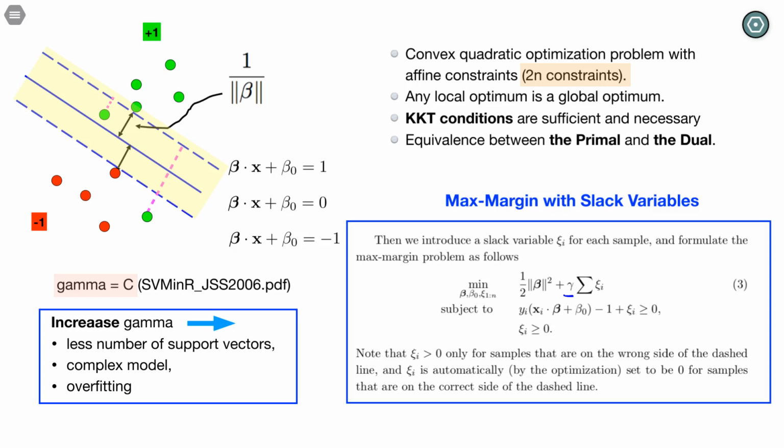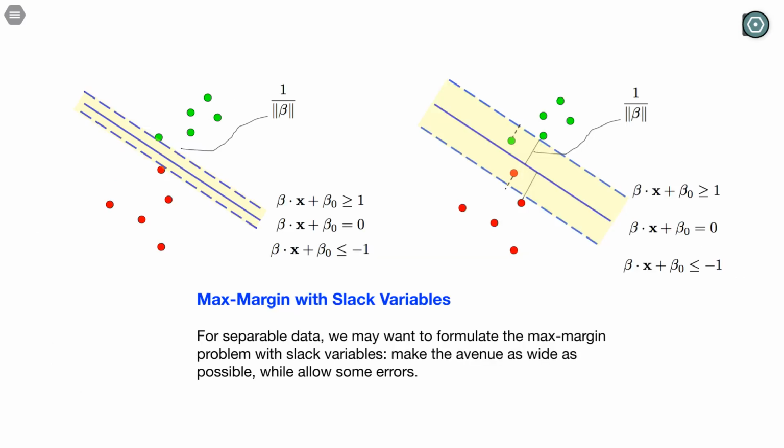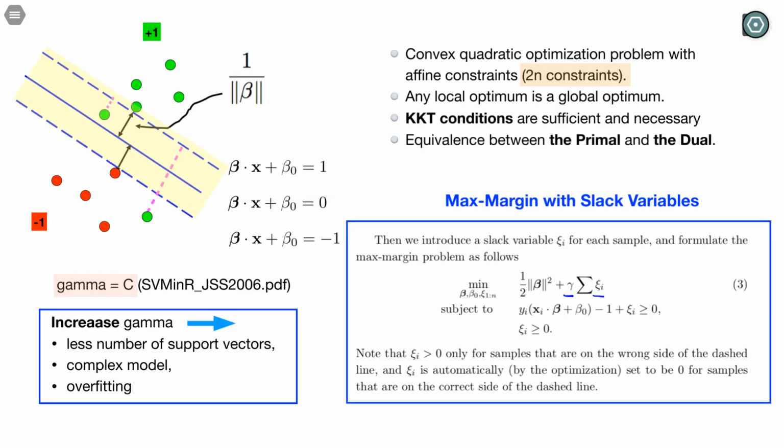If we increase gamma, for example, if gamma is infinity, then that means we won't allow any non-zero slack variables. That means for this case, we have to go with the choice on the left, which is the same as the hard margin formulation. So when gamma is equal to infinity, we're back to the hard margin formulation. No data will be allowed on the wrong side and no points on the avenue. So if data are not separable, that means there will be no solution.